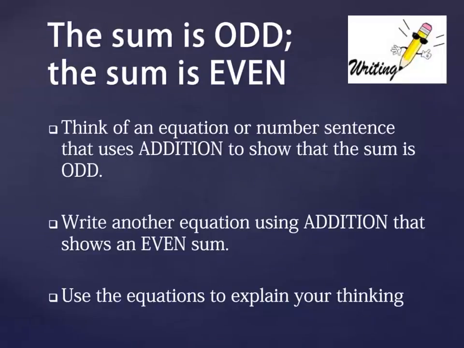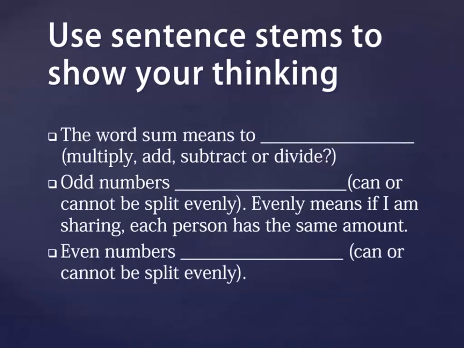This activity assesses writing. Now you and your partner think of an equation or number sentence that uses addition to show that the sum is odd. Write another equation using addition that shows an even sum. Next, use the equations to explain your thinking. These sentence stems will help those who are still mastering academic mathematics language. You will find more examples in this week's Explore.